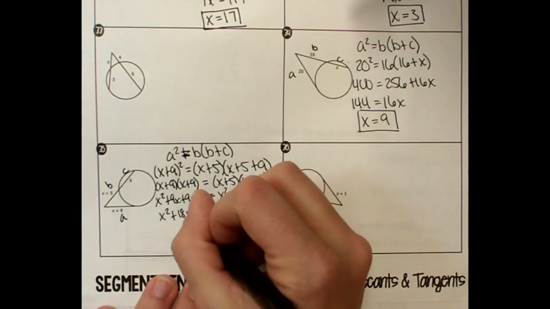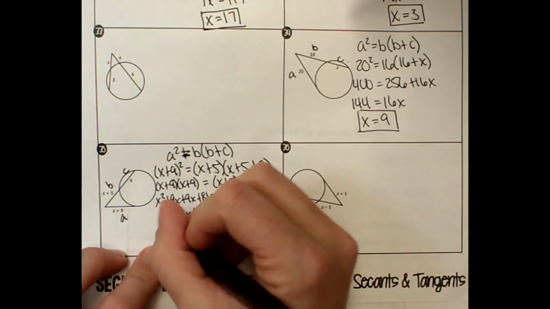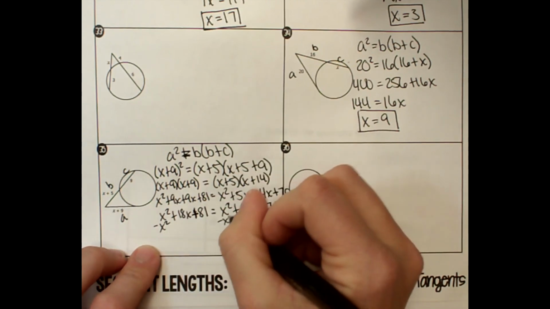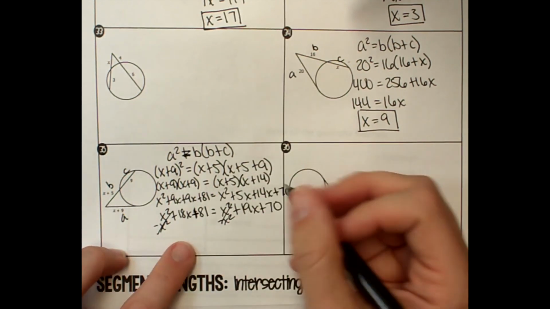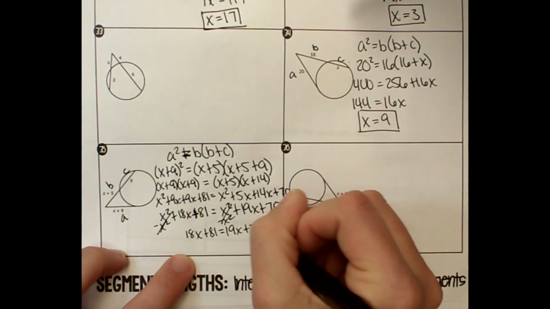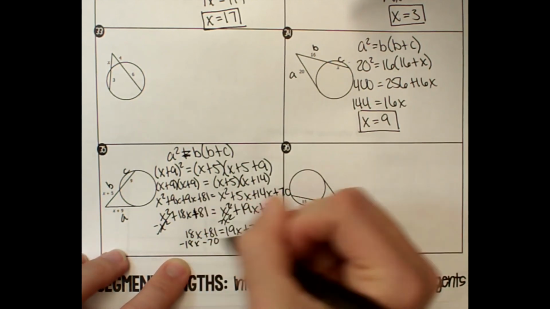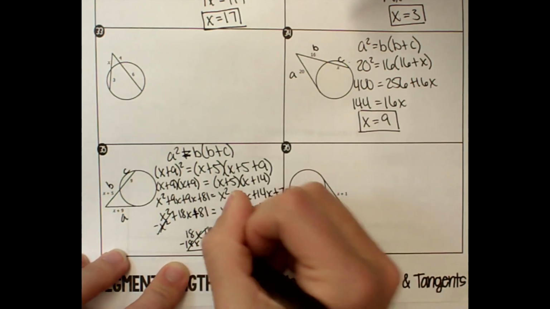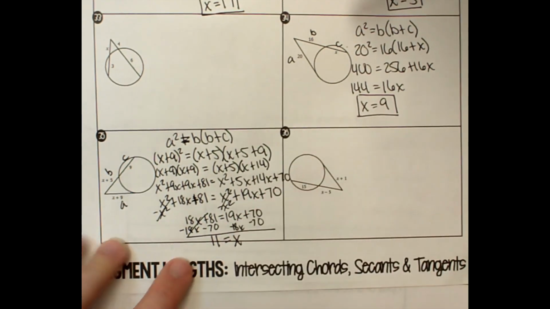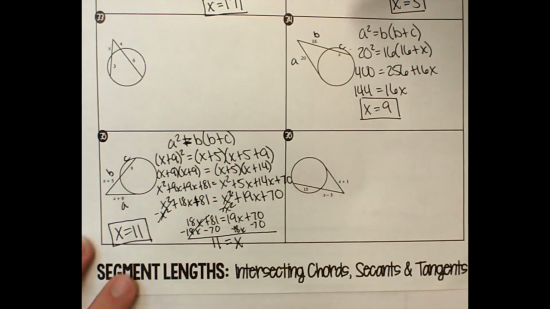As we go through to move things around, the x squareds, there's one on each side. If you subtract the x squared from each side, they cancel out. You have 18x plus 81 is equal to 19x plus 70. If you subtract 70 and subtract 18x, you end up with 11 is equal to x. That's a lot. You're going to have to remember your algebra skills to do well at that.